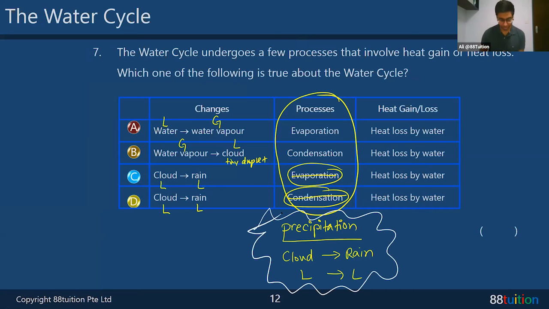So which is the answer then? If C and D are not the answer, go back to A and B. Liquid to gas should be called evaporation. Gas to liquid should be called condensation. Both process names are correct. So the deciding factor will come from here. Since it's liquid to gas, it should be a heat gain. This is wrong. Here, gas to liquid is heat loss. This is correct.